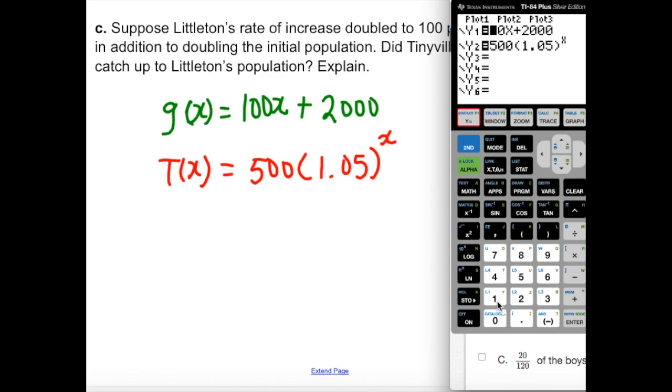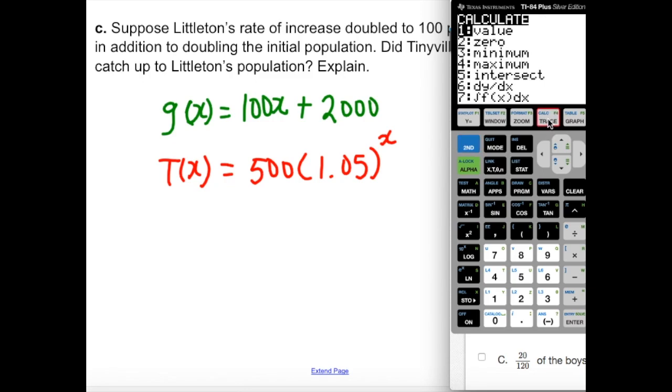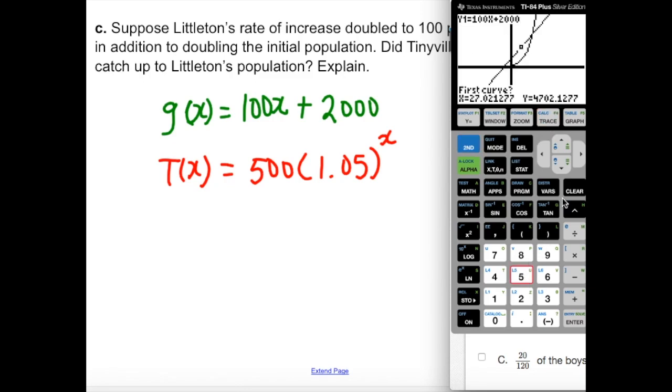Plug that into the calculator. Now you know what to do. Fix 50 to 100, and make sure you do second insert. If you're not going to rewrite the entire thing, make sure you insert it because it's going to erase the numbers. It looks like it gives you the graph right away. So second trace, first curve, second curve, guess, enter, enter, enter.